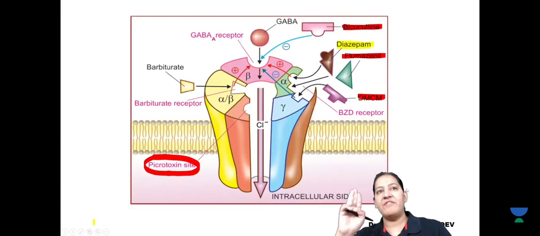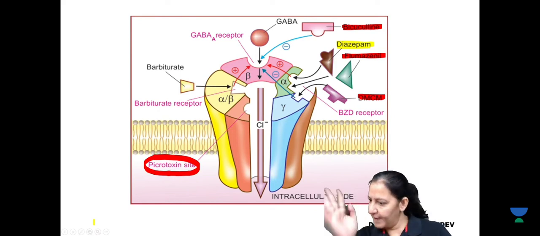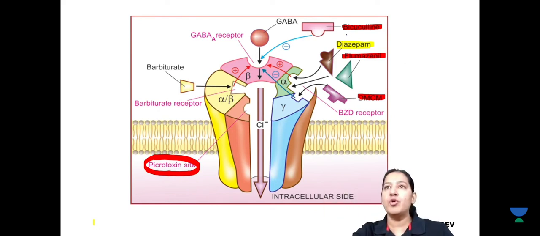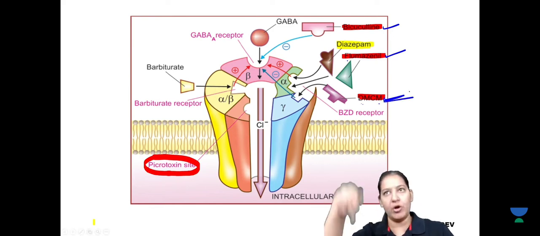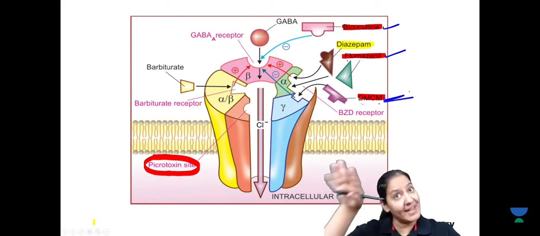Let me teach you the function of three more drugs. Let me teach you the names of these three drugs. I'm going to teach you bicuculline, flumazenil, and DMCM. Let me teach you the full form of DMCM. I have told you the mechanism of these three. These are the other drugs acting on the same receptor.